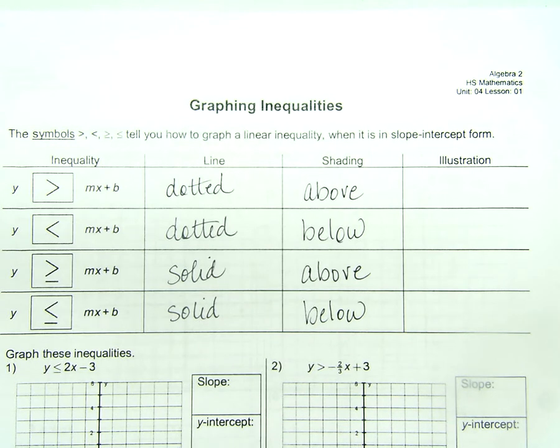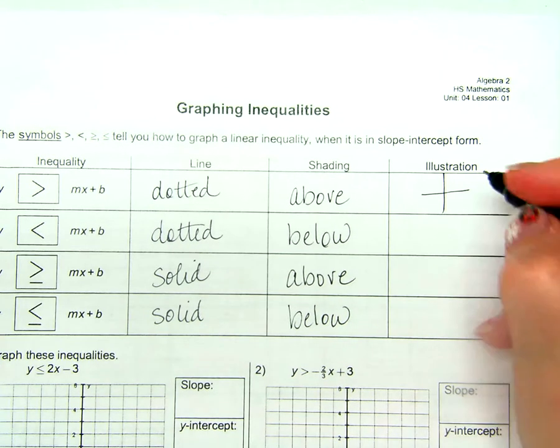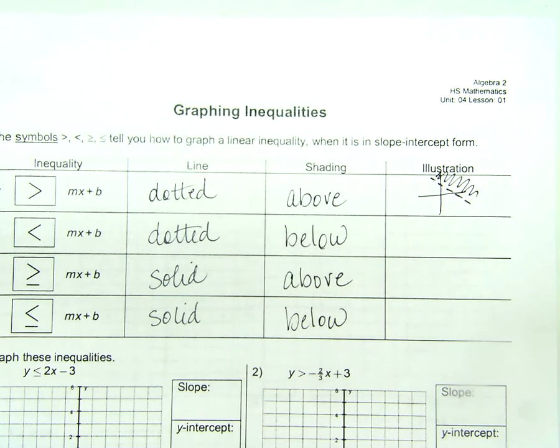So what exactly do I mean by illustration? What is an illustration? It's a drawing, a picture, right? So an illustration of this kind of situation would be just a graph, an x and y axis, like that. Some random line. What kind of line is this, though? It's a dotted line. So maybe like that. And where am I shading in this situation? Above. Is that clear?